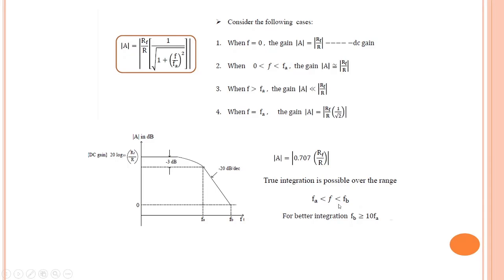This is actually the frequency range of integration, where the circuit will work as an integrator, that is the frequency from fa to fb. So fb is chosen to be quite larger as compared to fa. Normally fb is chosen equal to 10 times fa.